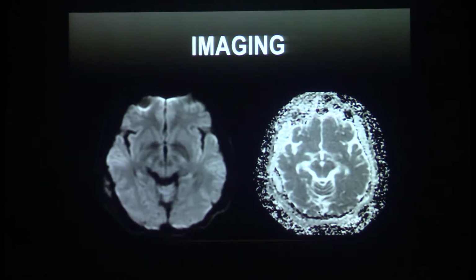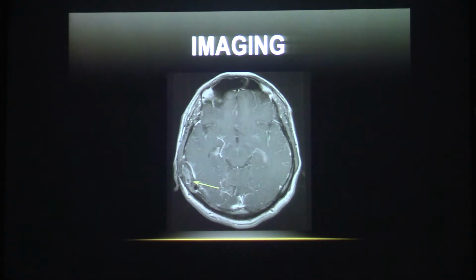In the diffusion weighted image, we see a slightly enlarged signal. This would be to your left. But on the ADC mapping, we see that there is no true restriction. And after gadolinium administration, we can see that the intraosseous part of the lesion is heterogeneously enhanced.